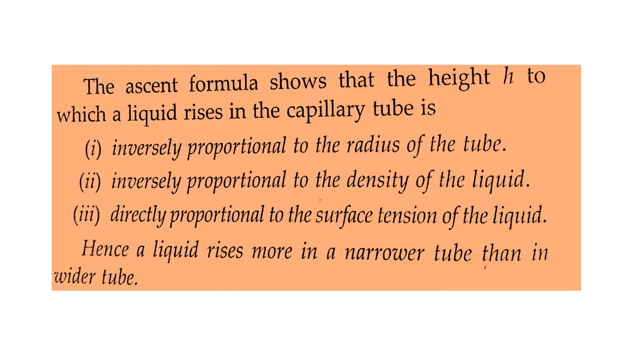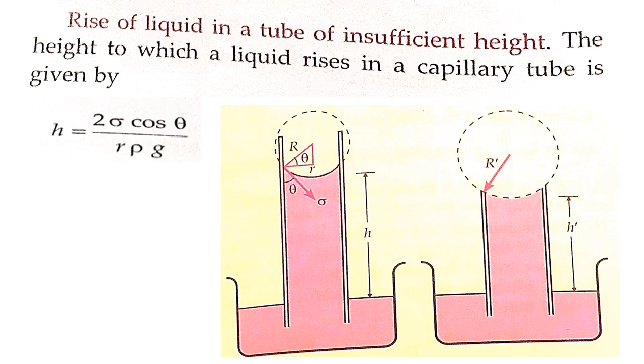The Ascent formula shows that the height h up to which the liquid rises in the capillary tube is inversely proportional to the radius of the tube, and directly proportional to the density of the liquid and surface tension of the liquid. Hence, a liquid rises more in a narrower tube than in a wider tube. Now, here comes the case: what will happen to the liquid if it rises in a tube of insufficient height.